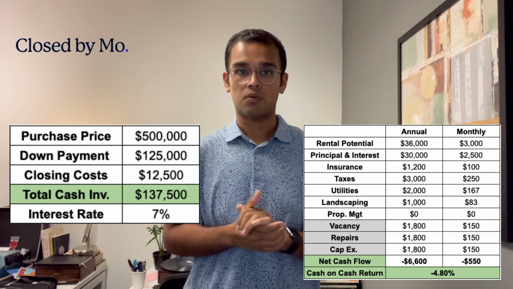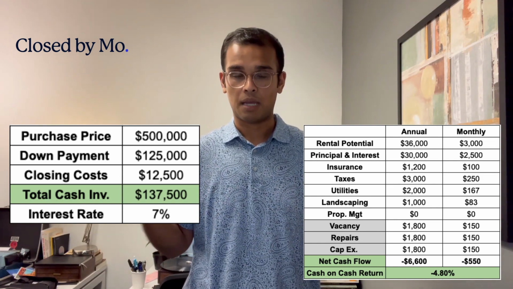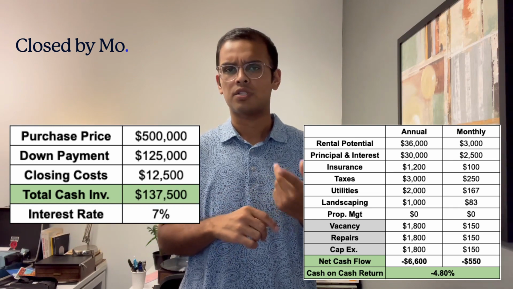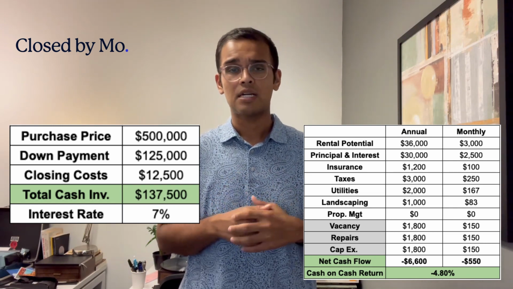So when you're calculating the cash on cash return, which is the annual net cash flow divided by the amount of cash you've already invested in the property times 100, you want to look at what your top line revenue is and subtract all the different operating expenses, right? So let's say you start out with the rental potential, which is around $3,000 a month. Again, this is hypothetical. And then you subtract the principal and interest, the insurance, the taxes, utilities, landscaping if you have it, property management.